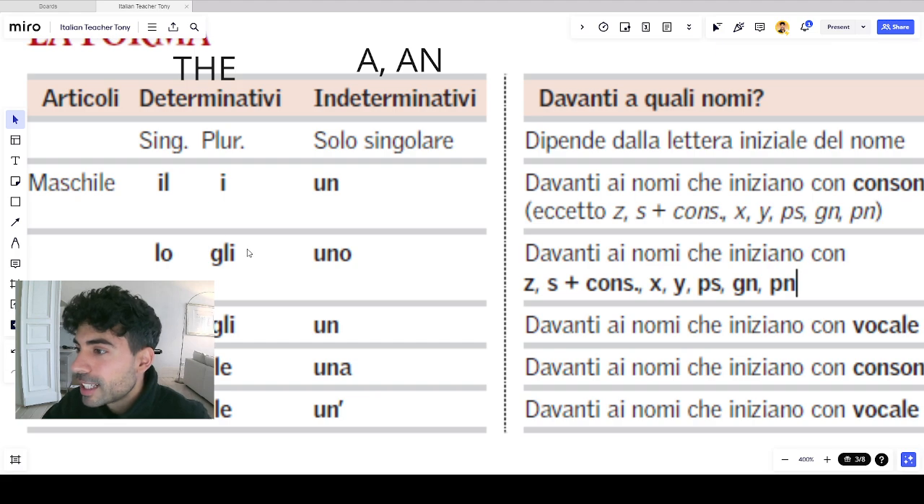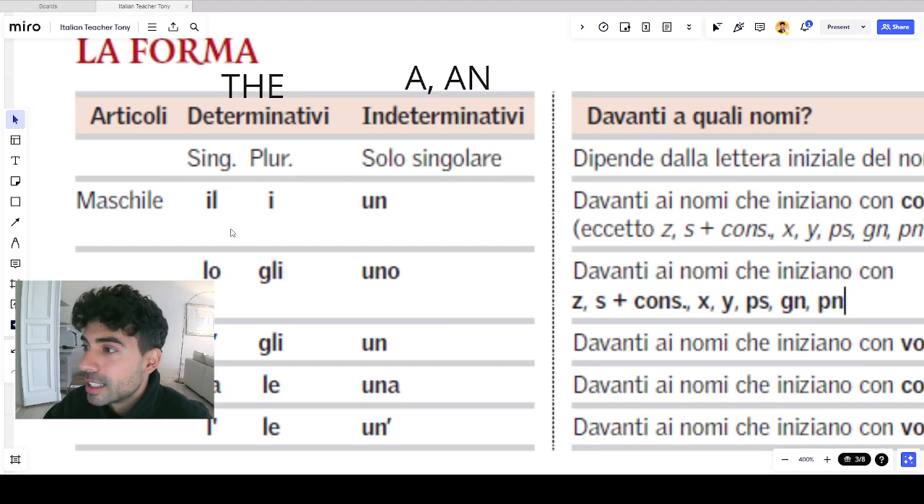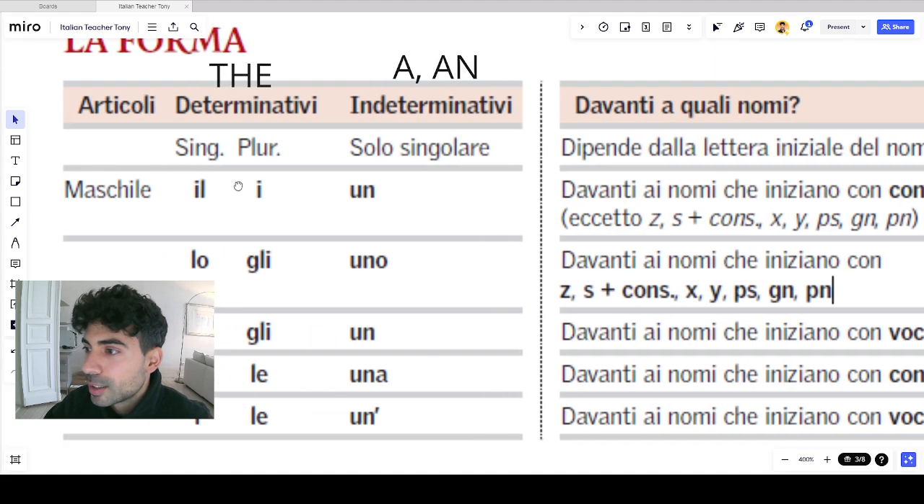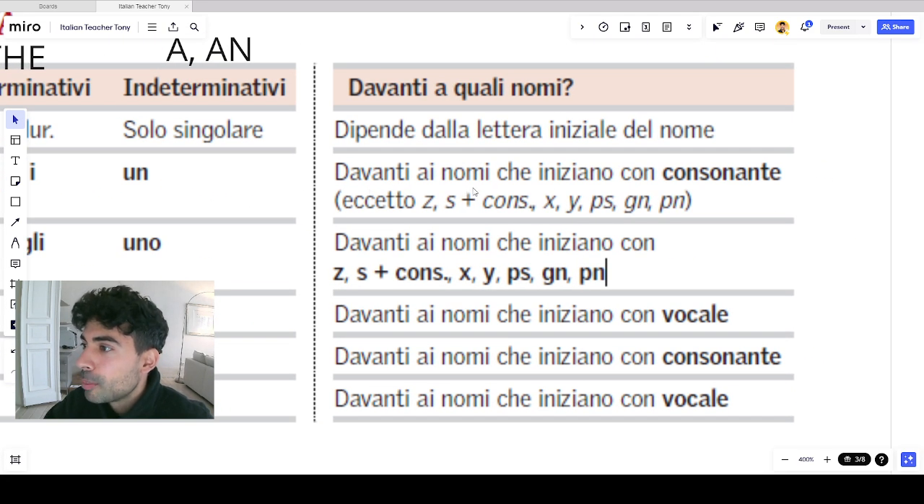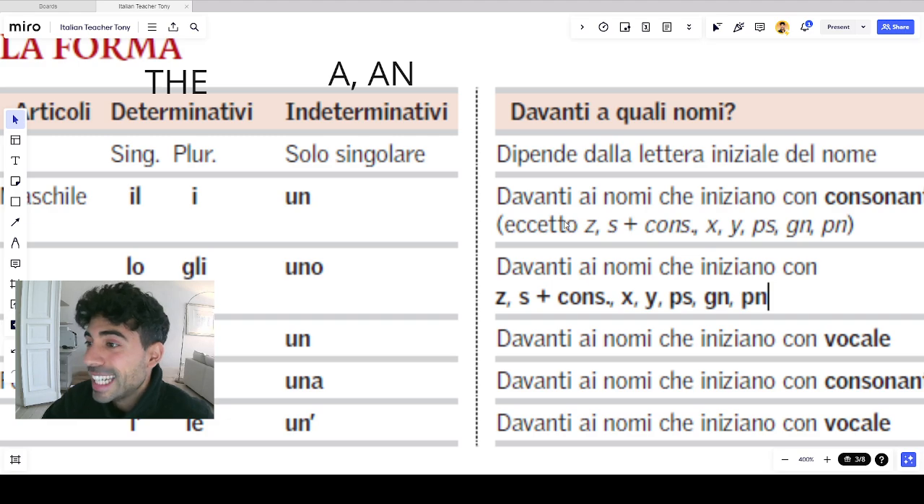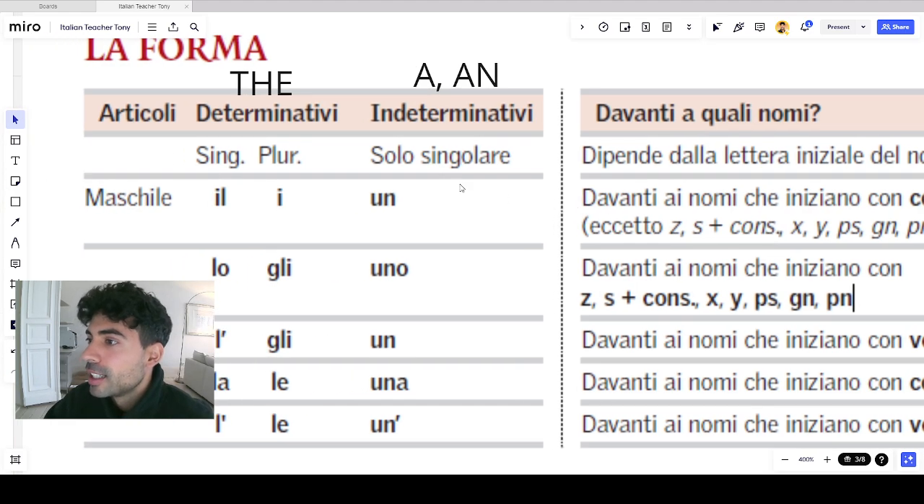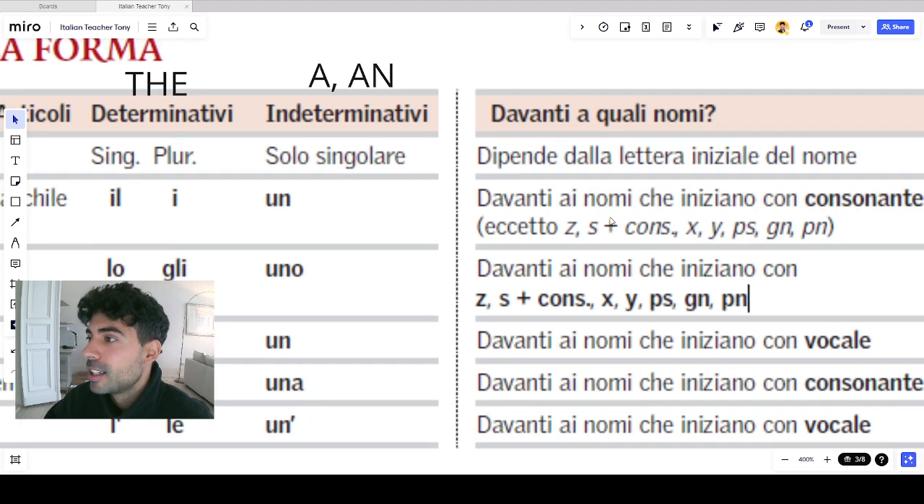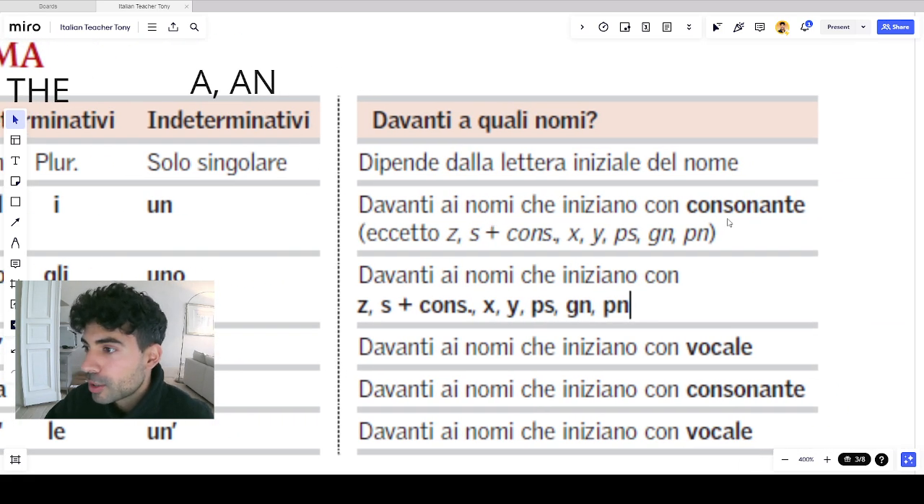In all the other cases, we will be using il. Specifically, il will be used davanti ai nomi che iniziano con consonante. So every masculine noun starting with a consonant, except this combination of letters, will be il. An example is il cane, the dog. The plural form, i, follows the same rule: il cane, i cani. Masculine words starting with a consonant, plural.